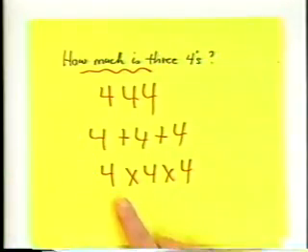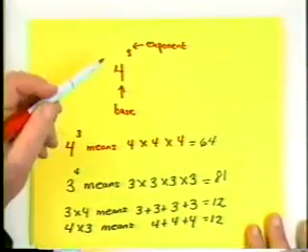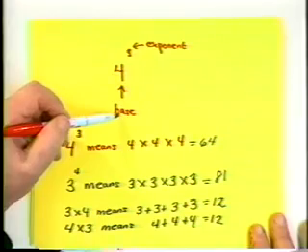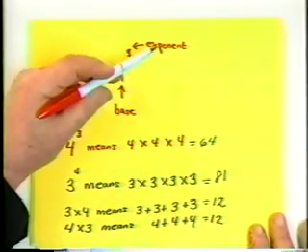So what we're going to do now is, when you mean to multiply, we're going to introduce this new notation. The 4 over here will be called the base. The little number you write above and to the right of the 4 is called the exponent.